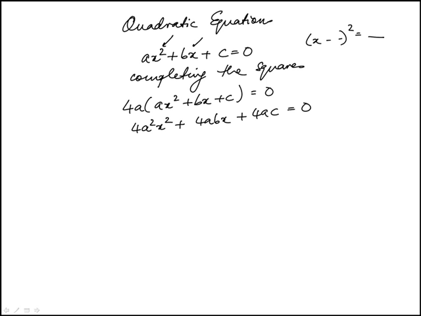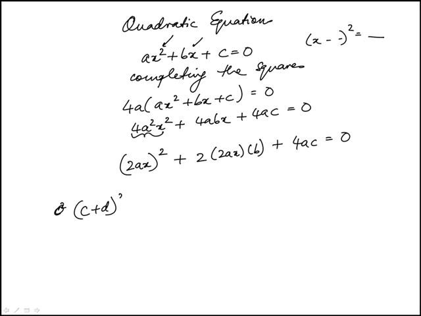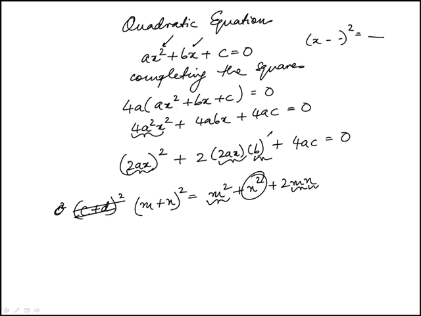So I can, if I notice this, this is the same as 2ax squared. And then this would be 2 times 2ax times b. And really, the motivation for further manipulation comes from this identity: m plus n squared, I'm trying to avoid the letters that I'm using here, equals m squared plus 2mn plus n squared. If you think of this as m, that's your m squared. This is 2 times m times n. So I just need this term n squared, which is really b squared.